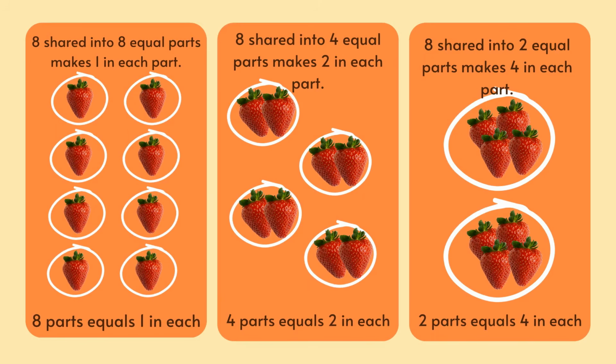8 shared into 8 equal parts makes 1 in each part. 8 parts equals 1 in each. 8 shared into 4 equal parts makes 2 in each part. 4 parts equals 2 in each. 8 shared into 2 equal parts makes 4 in each part. 2 parts equals 4 in each.